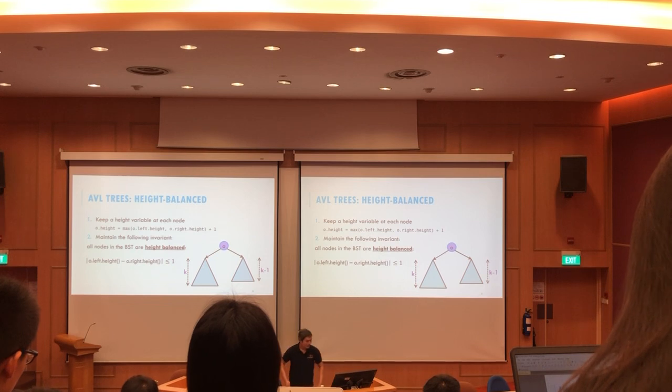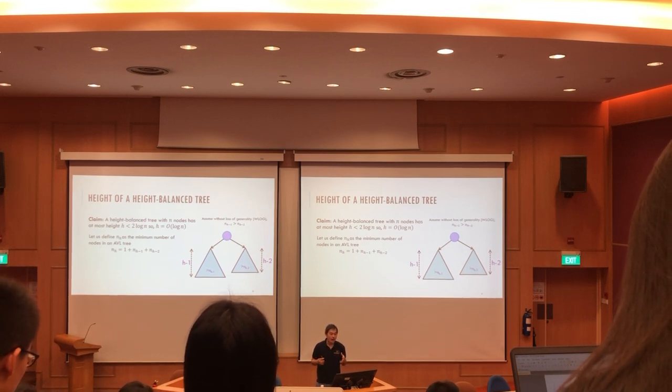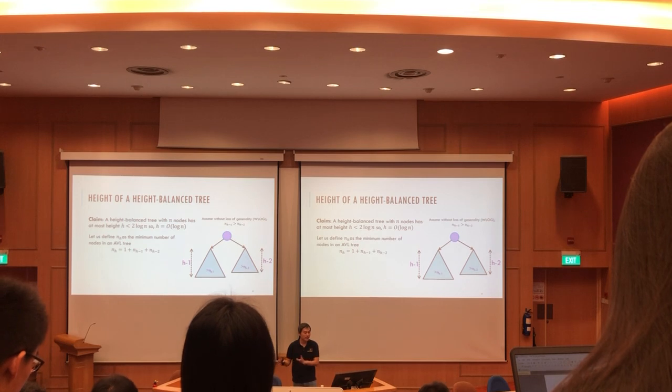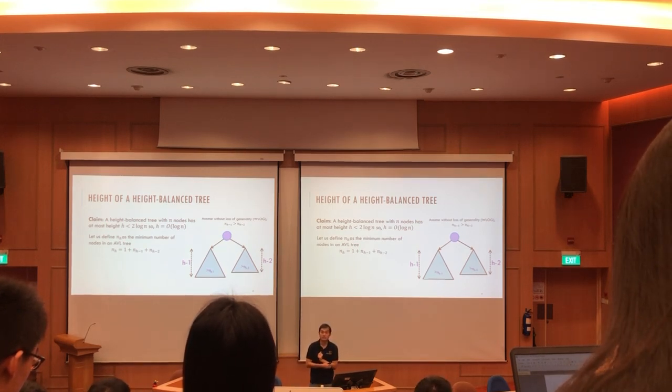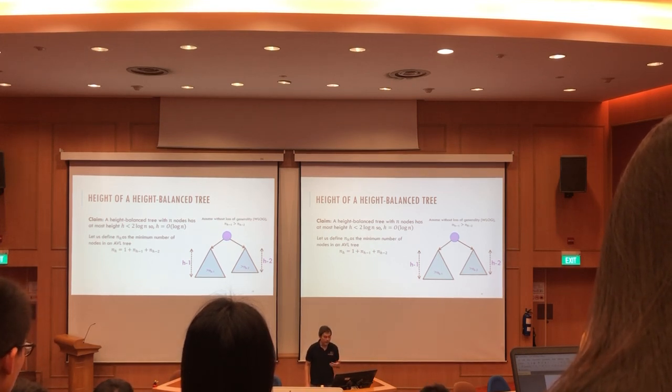Okay, all right. So I'm going to make a claim. The claim is this: I don't need perfect balance. My claim is that if I have a height balanced tree with n nodes, it's at most height 2 log n. So the height is O of log n, right? Because I can drop the constant. This is big O notation, so I can drop the constant. So I'm going to prove this claim.